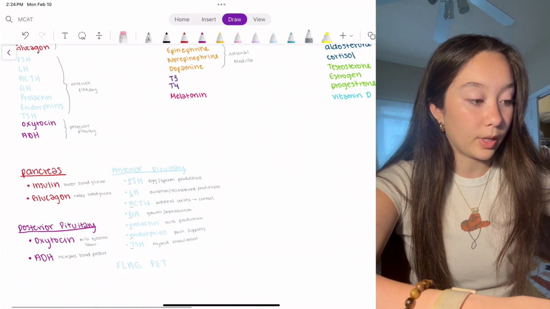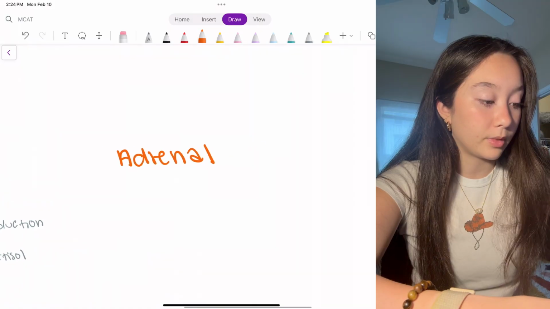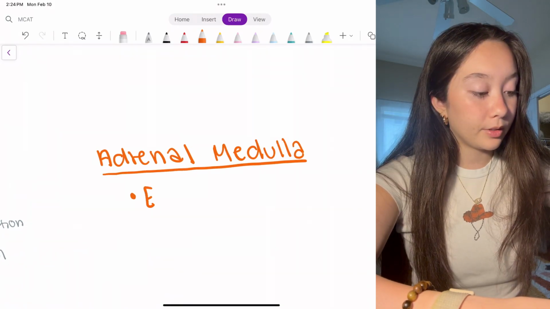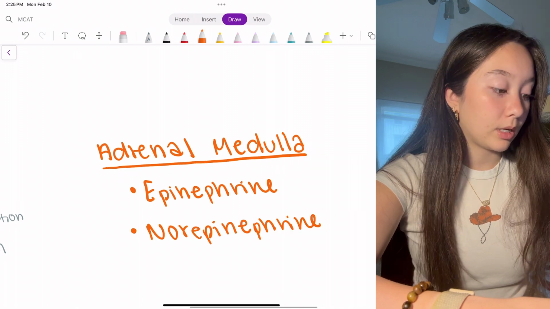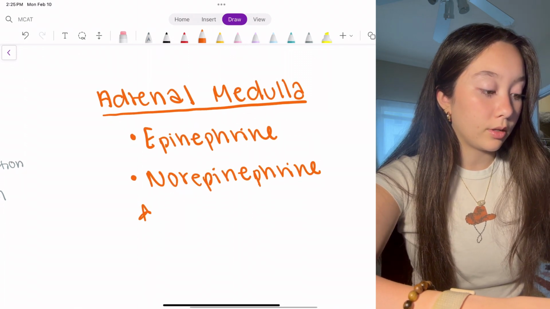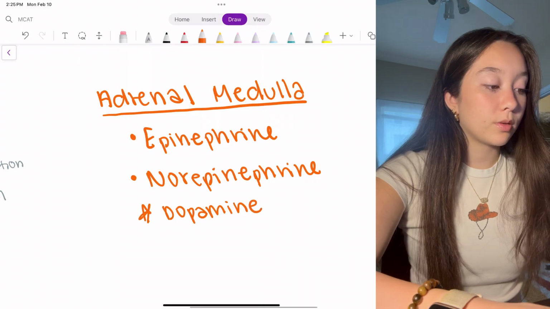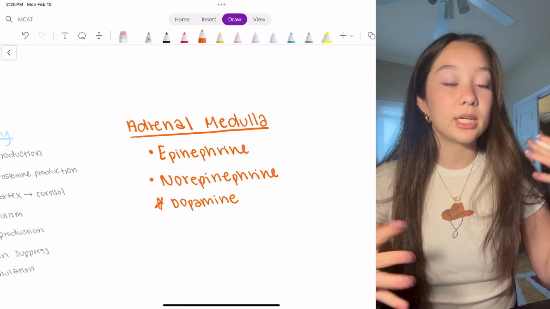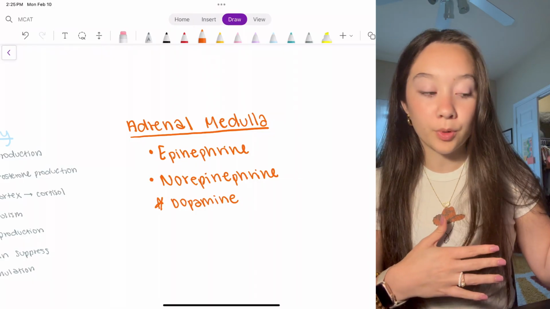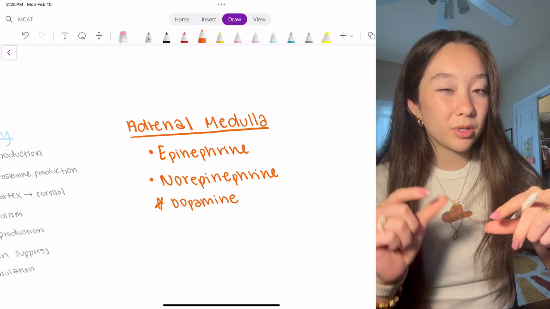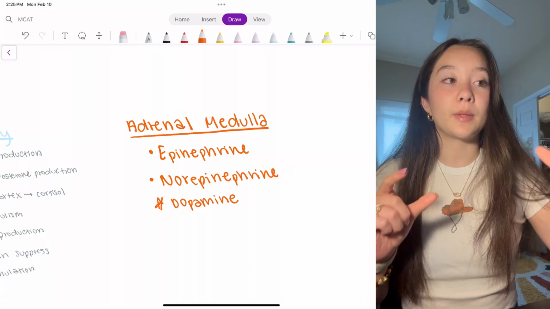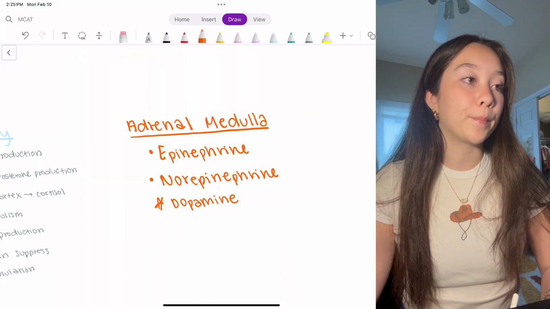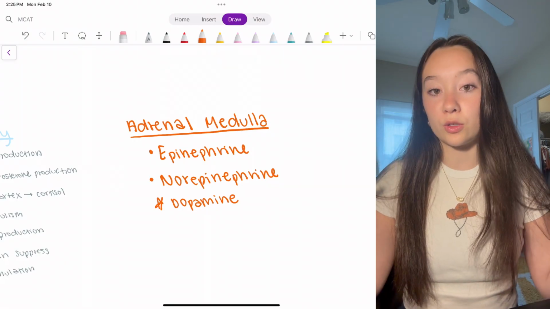All right, and we'll match our colors. So adrenal medulla. This is going to be epinephrine and norepinephrine. And I'm gonna put a star next to dopamine because it is one of those catch-all amines that we were talking about that are the tyrosine derived, but it is not completely produced in the adrenal medulla. A little bit of it can be, but the main production is in the brain by like the hypothalamus. Because it functions as a neurotransmitter there.